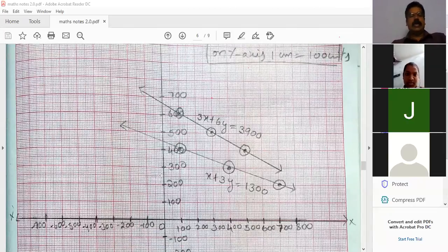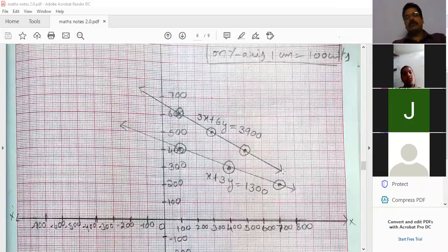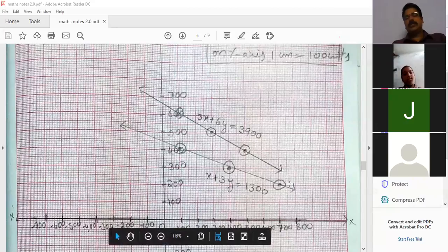And then next the second equation, that is x plus 3y equal to 1300. First solution I take 100, then 400, 100 comma 400, and next I take 400, I got 300, and next I take 700, then I got 200. Then my straight line is this one. These two lines are meeting somewhere here. You see my cursor I am showing. These two lines meet somewhere, and that is the solution.